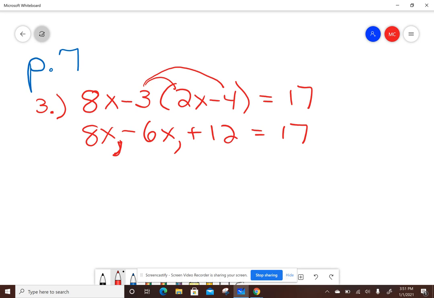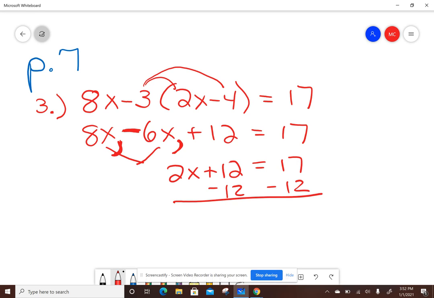So I put the commas here because it makes it obvious to me that the 8x is positive, but that this is a negative 6x. When I combine an 8x and a negative 6x, I get 2x. So now I have 2x plus 12 equals 17. I subtract 12, I subtract 12. 2x equals 5. Divide by 2, divide by 2.